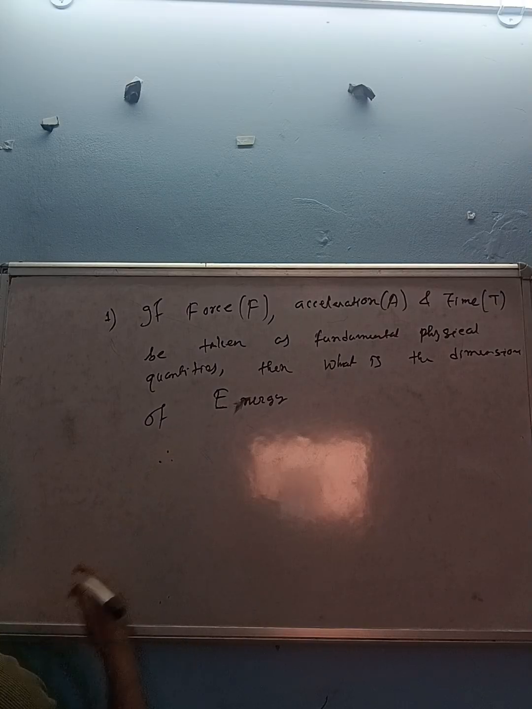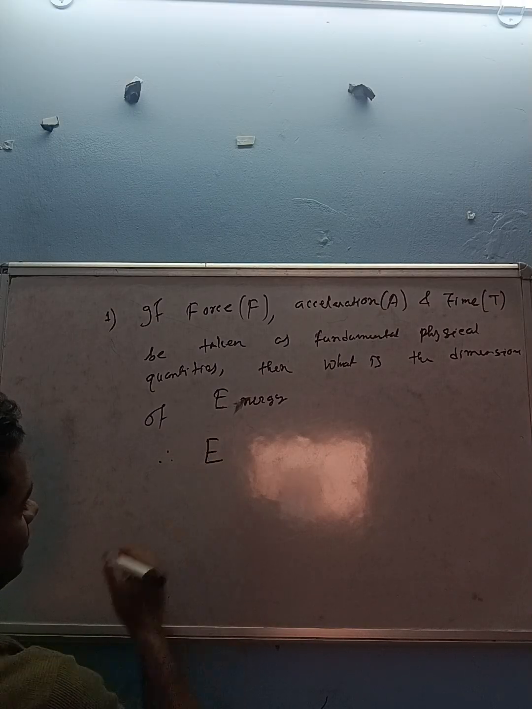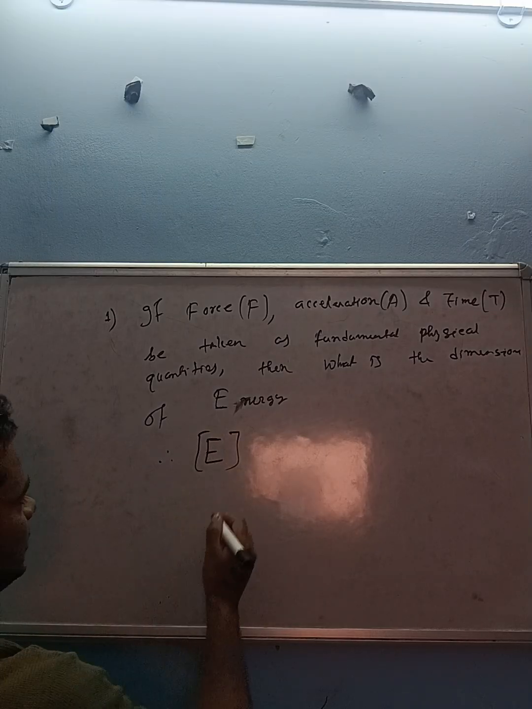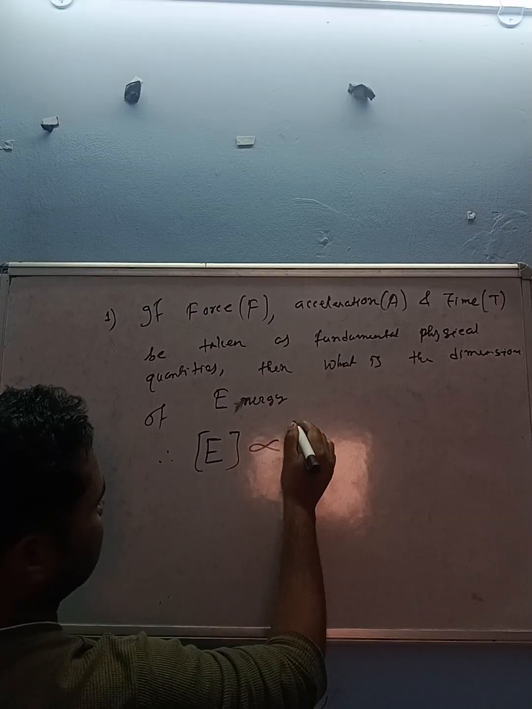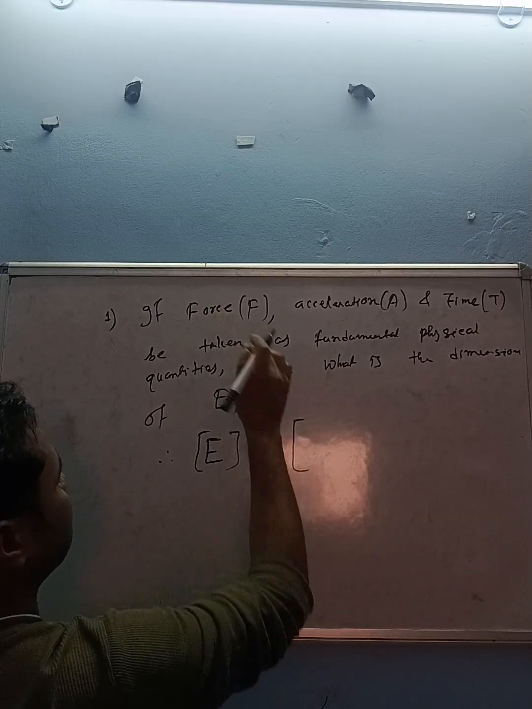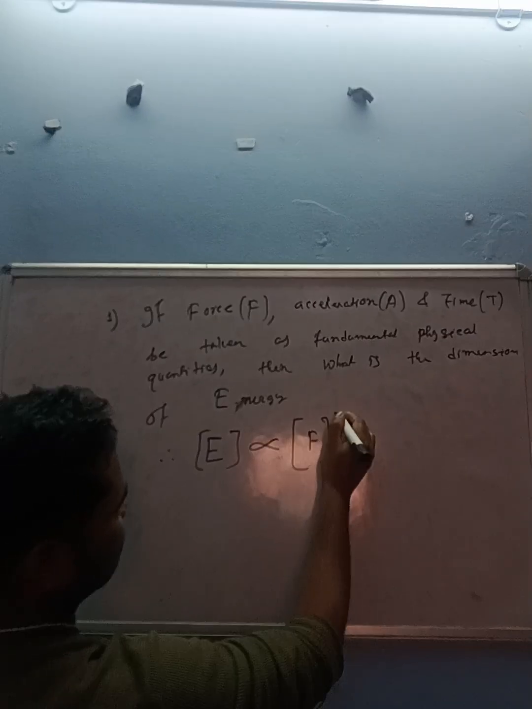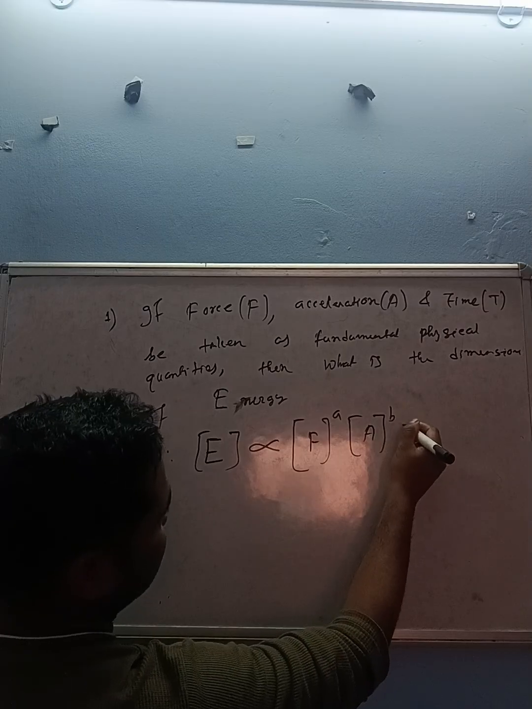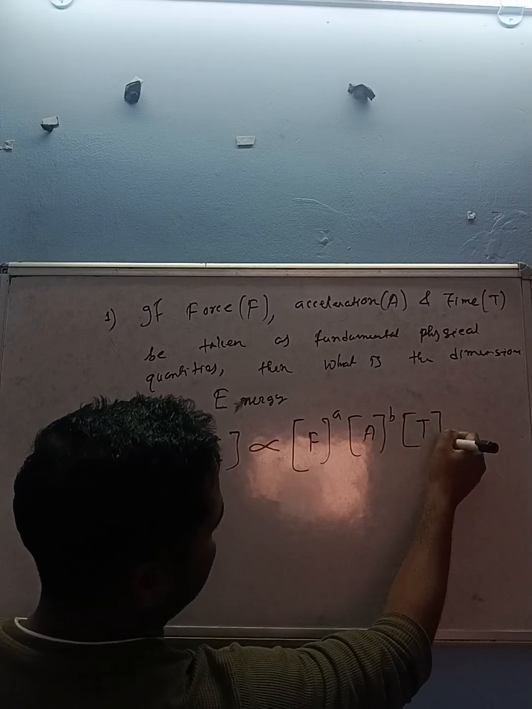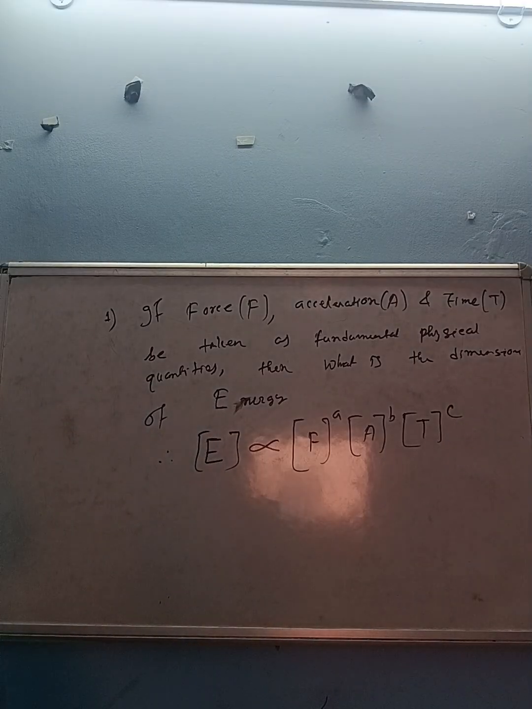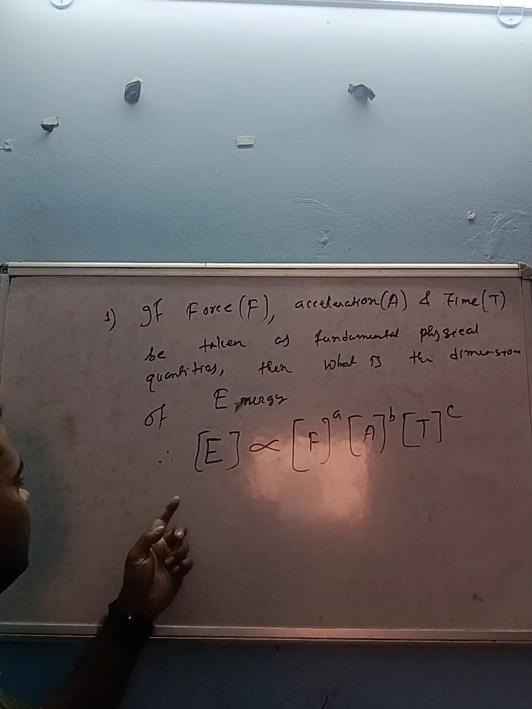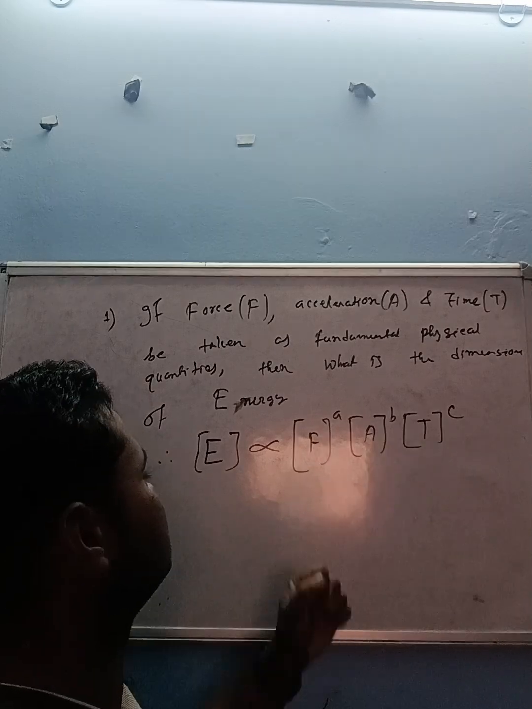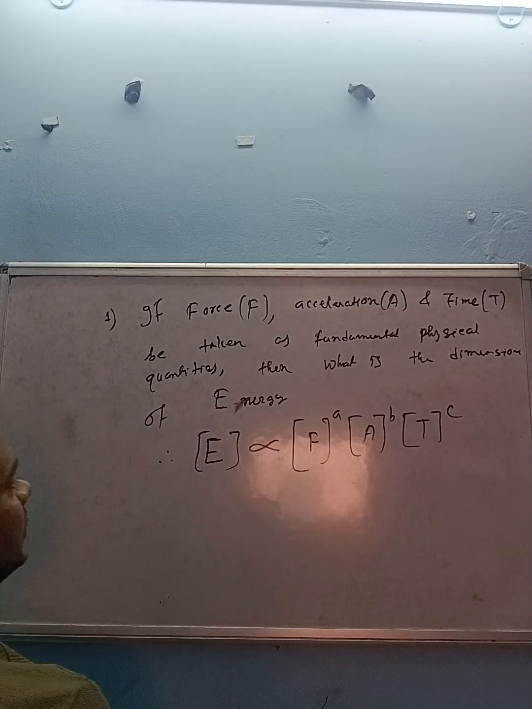Again, let energy be denoted by capital E. E is proportional to force, take the power as a, acceleration with power b, and time with power c. You can write E proportional to F to the power a, A to the power b, and T to the power c. Okay.